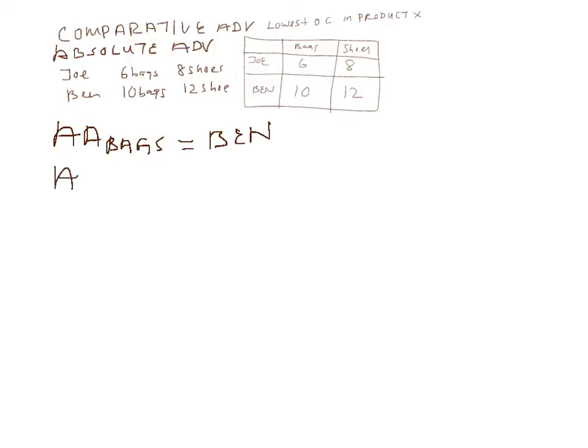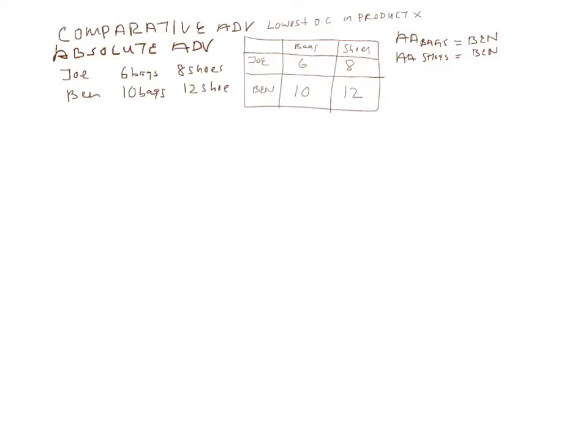Who has the absolute advantage making shoes? Well, again, Ben. Ben can make 12 shoes as a maximum. Joe, 8. So again, Ben is better. Ben is better at making both bags and shoes. Now, that doesn't mean that he should be making both bags and shoes. Comparative advantage tells us you should concentrate on producing the product in which you have the lowest opportunity cost.